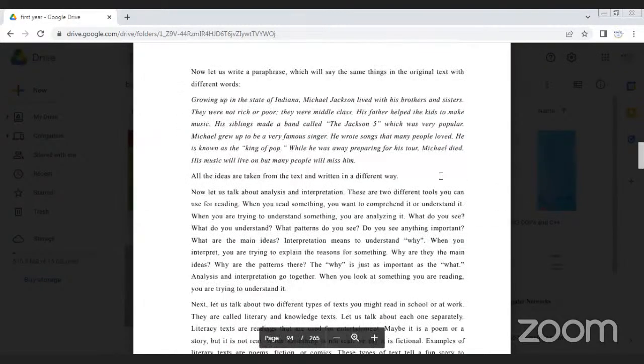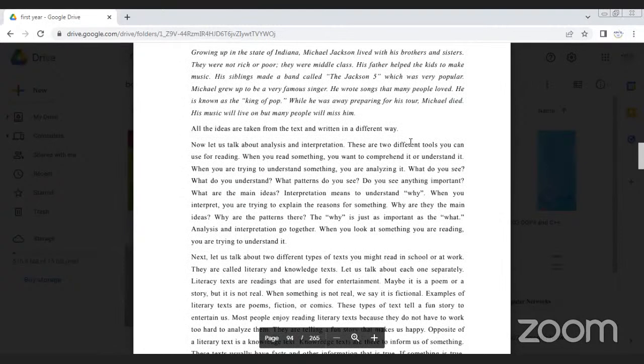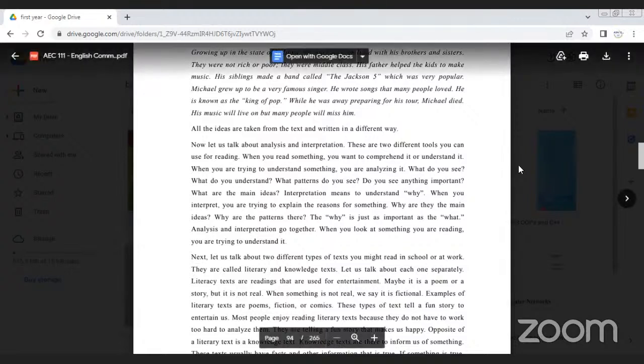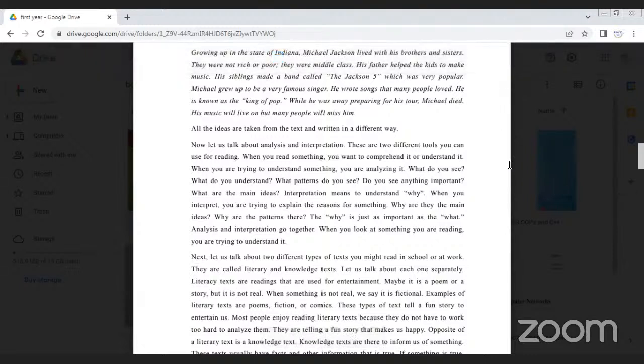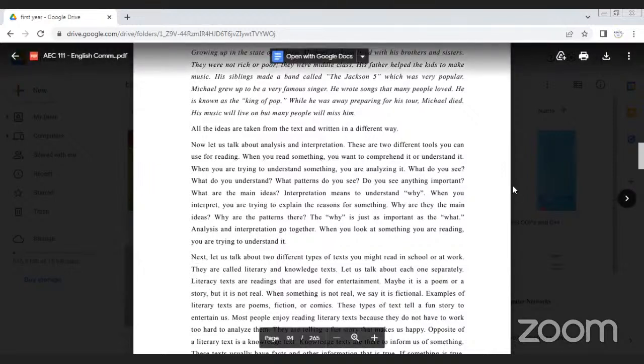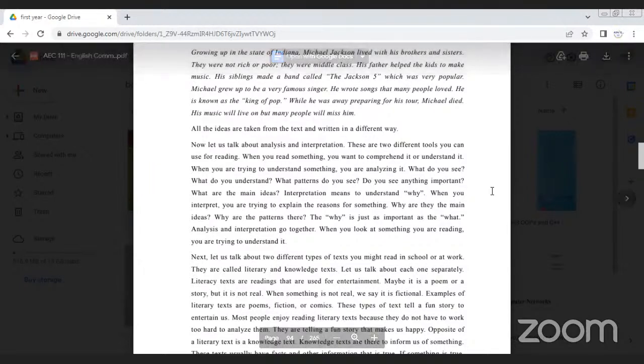Okay, students, now let us talk about analysis and interpretation. These are two different tools you can use for reading. When you read something, you want to comprehend it or understand it. When you are trying to understand something, you are analyzing it. What do you see? What do you understand? What patterns do you see? Do you see anything important? What are the main ideas?